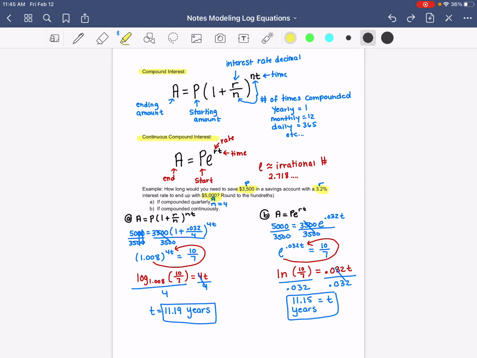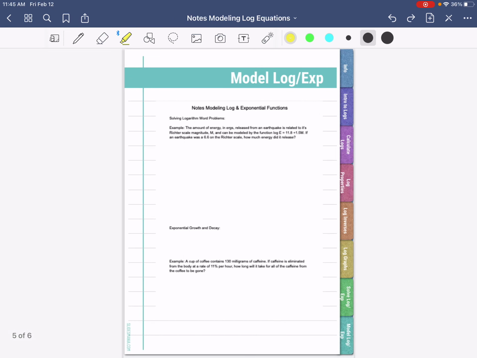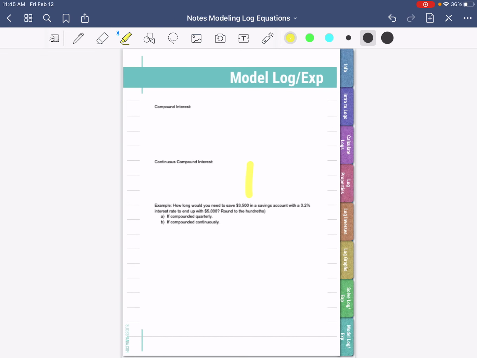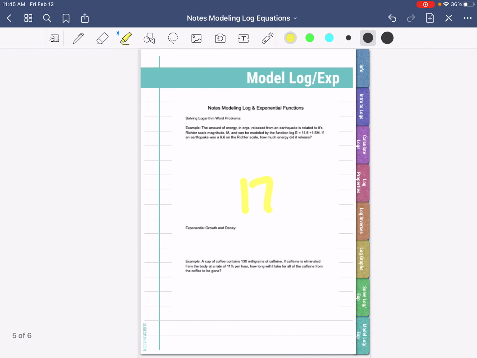All right, so we're going to put this into our digital notebook. This was slide 17 and 18, if I'm not mistaken. And then you guys are going to do some practice problems for homework.